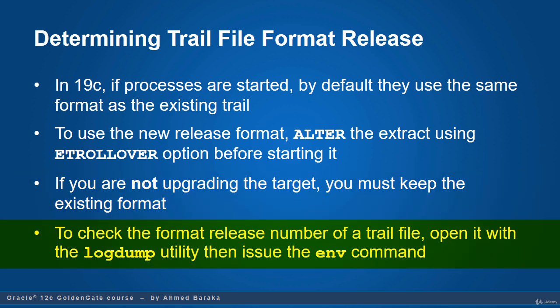To check the format release number of a trail file, open the file with the logdump utility. Then issue the env command. The env command output will display the file release number. You will perform this action in the practice lecture.